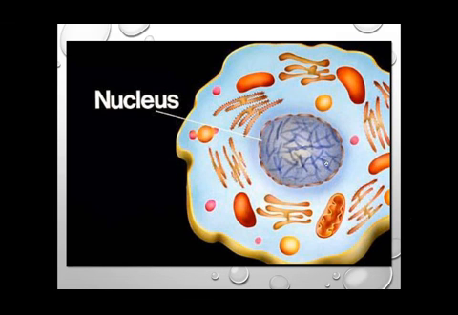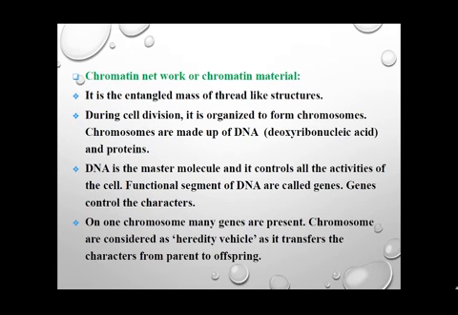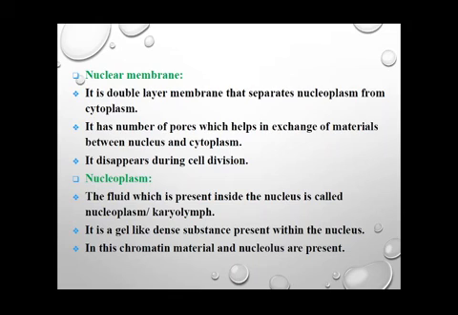As you can see here, there is some liquid kind of thing inside the nucleus, and there are certain things present in this nucleoplasm also. The liquid portion is known as the nucleoplasm, and you can observe certain things suspended in it. They are chromatin and nucleolus. So students, we will stop here for today, and we will discuss chromatin material and nucleolus tomorrow. Thank you very much.